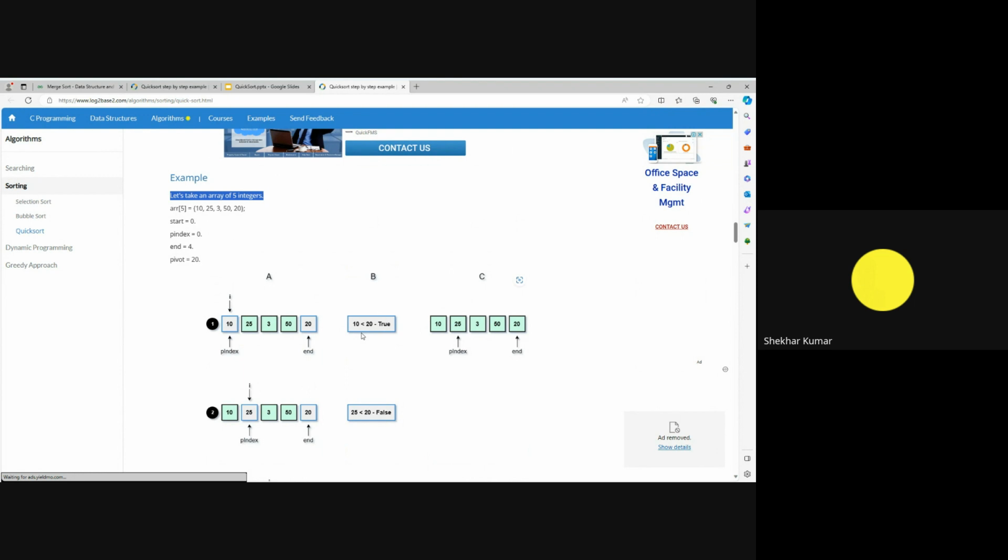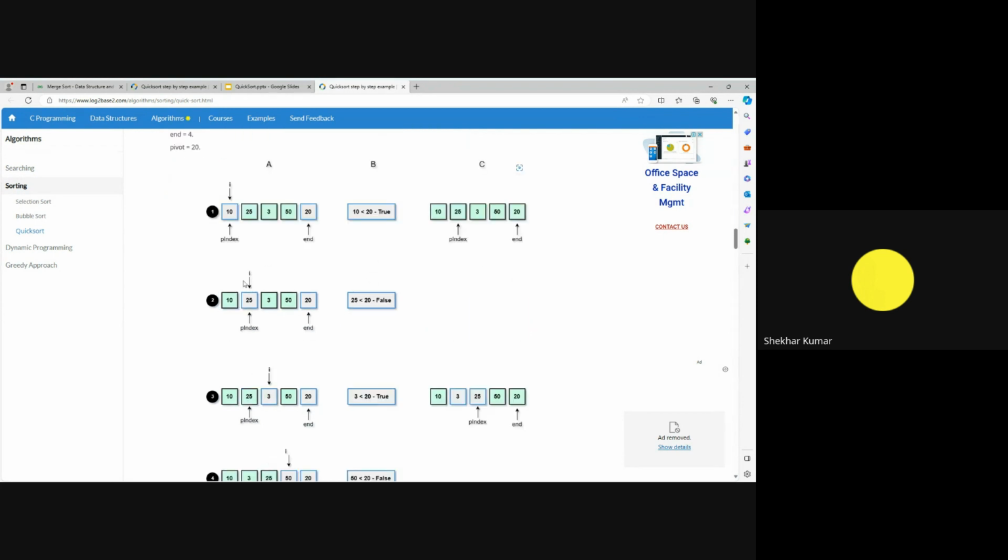Then I have compared 20 with 10. Now check that 10 is less than 20. Yes, it is true. Then this pointer will be moved to the next. Now this pointer, the P index, will be at the next position, 25. Now 25 will be compared to 20. Now I will again check: is 25 less than 20? No, false. This condition is false.